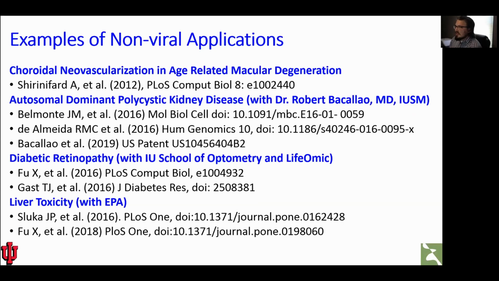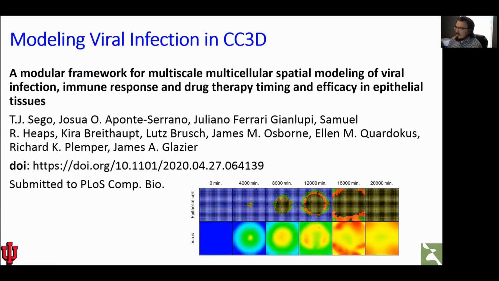Here's a very brief list of some applications that have been developed either by current or previous members of the Biocomplexity Institute, as well as collaborators like IU School of Optometry and Environmental Protection Agency. This has been work done in polycystic kidney disease, diabetic retinopathy, liver toxicity. One thing that you don't see in this list currently is modeling viral infection. And that's what we've started here.